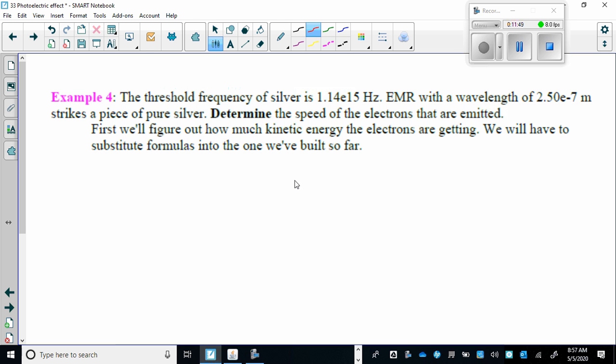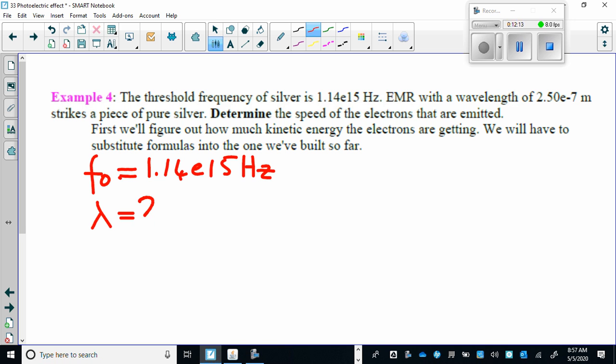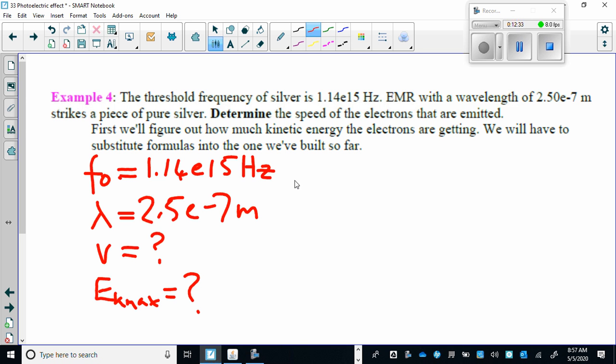It says the threshold frequency of silver is 1.14 times 10 to the 15 hertz. That's the threshold frequency of the metal. Then we shine EMR on the silver, and the wavelength of that EMR is 2.5 times 10 to the negative 7 meters. Strikes a piece of silver, determine the speed of the electron. So we're trying to find the velocity. Now, to find the velocity, what we need is the EK max first, because then we can just use EK equals 1/2 mv squared to find out the velocity.